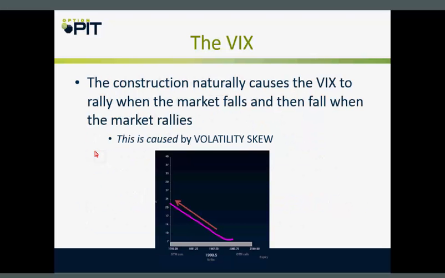So the construction of the VIX naturally causes VIX to rally when the market falls and then fall when the market rallies. Fear index is such a terrible, terrible term. There is the insurance index. All right, so the natural construction of S&P options will cause VIX to increase.